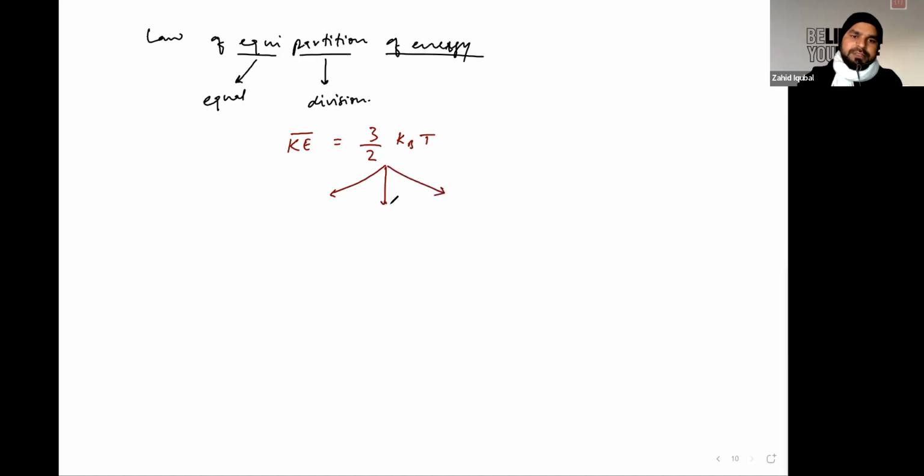So in this part, we have 3 different degrees of freedom. This entire energy gets distributed along 3 degrees of freedom equally. So along any one direction, it will be half kBT, half kBT, and half kBT. Is it clear?